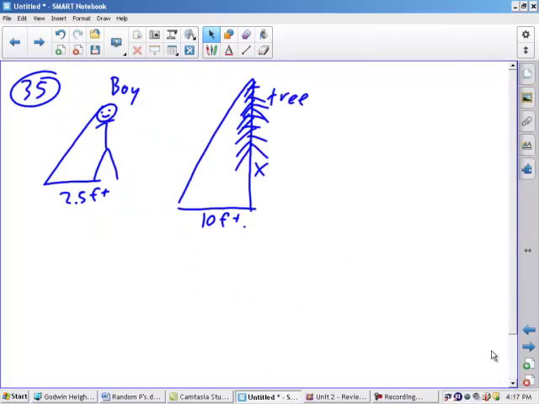Here's a quick drawing of 35. Probably the ugliest tree you'll ever see, but the best looking stick figure you'll ever see. Really quick, this is what they give you. And in the sentence, it actually tells you that the boy is 5 feet tall. So you want to go ahead and fill in that information.